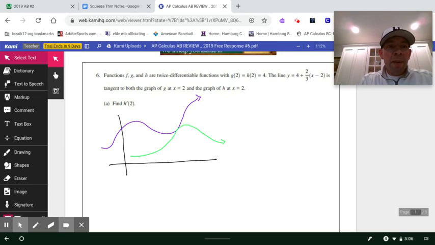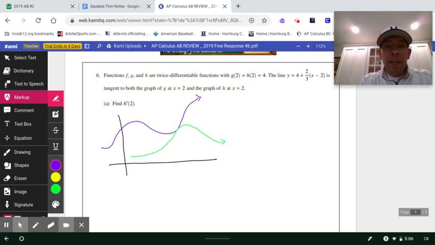So I'm reading the introductory paragraph here, and they said, okay, we've got 3 functions, and none of them have been given to us explicitly. We really don't know who F is. We don't know who G is. We don't know who H is. We do know that they're all twice differentiable functions. The significance there is that means they're all continuous, which is really, really nice. We've got this interesting tidbit that G of 2 equals H of 2 equals 4. So they intersect at least right there. If you want to make a note on your paper, all this really means is that they intersect.